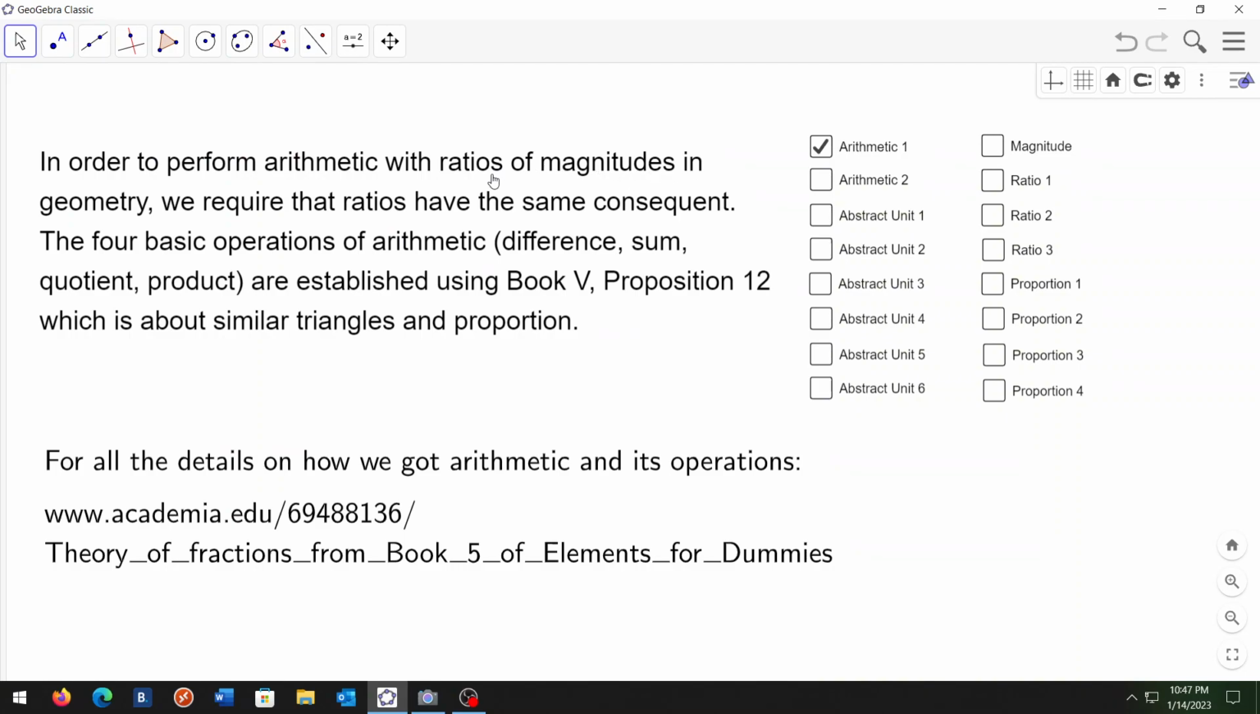In order to perform arithmetic with ratios of magnitudes in geometry, we require that ratios have the same consequent. The four basic operations of arithmetic, difference, sum, quotient, product, are established using Book 5, Proposition 12, which is about similar triangles and proportion. For all the details on how we got arithmetic and its operations, click this link below.